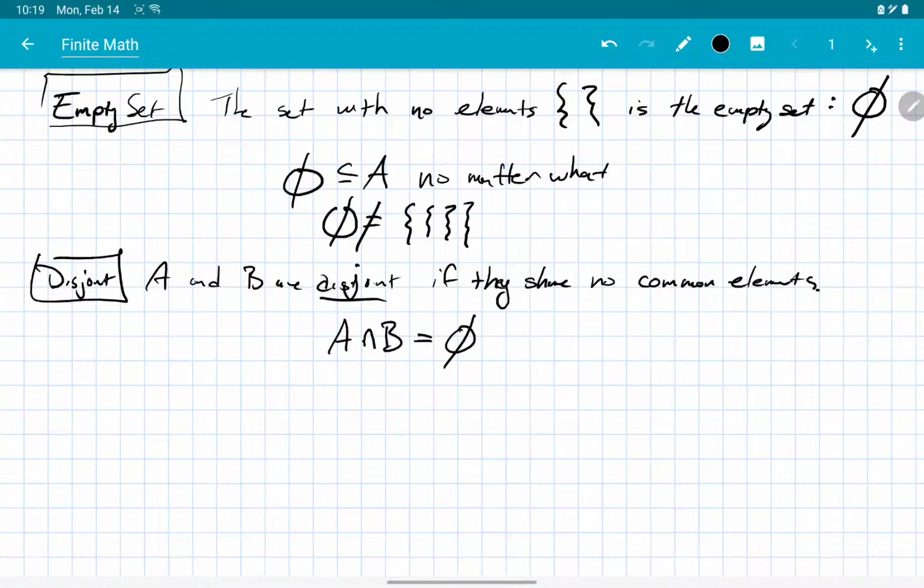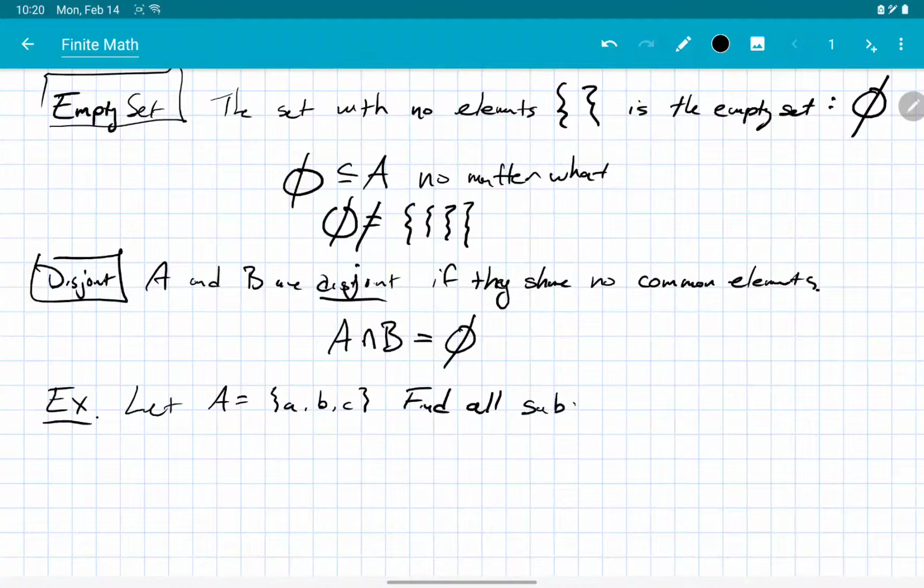Okay, here's an example using some of these concepts. Let's let A be the set containing three letters, a, b, and c. Let's find all subsets of A.